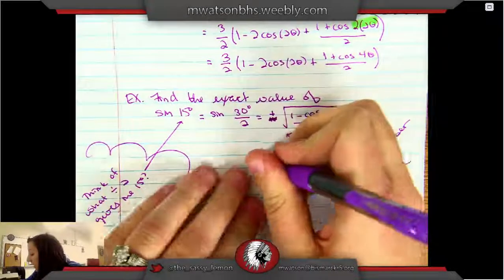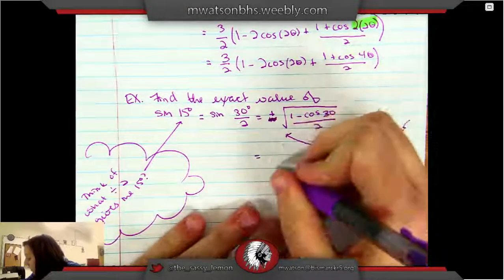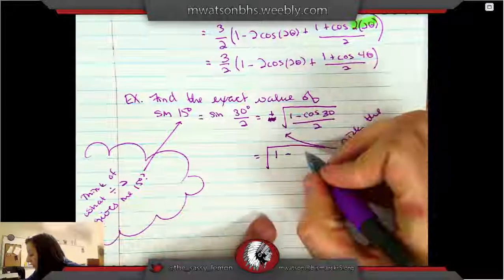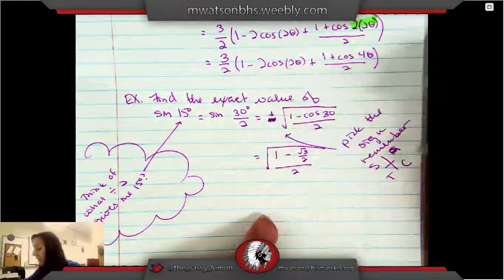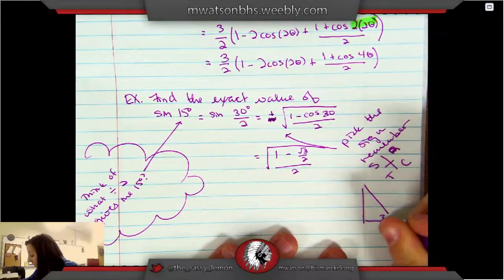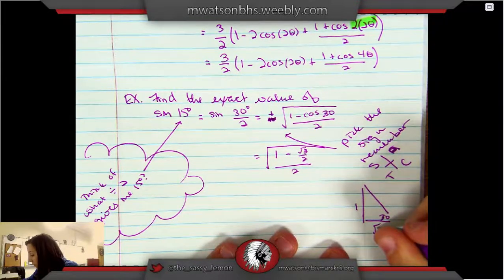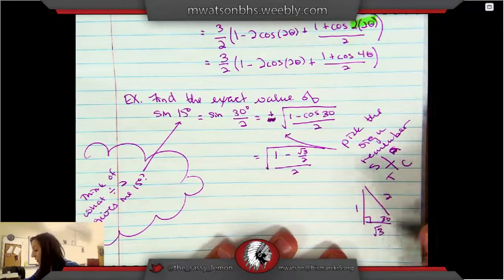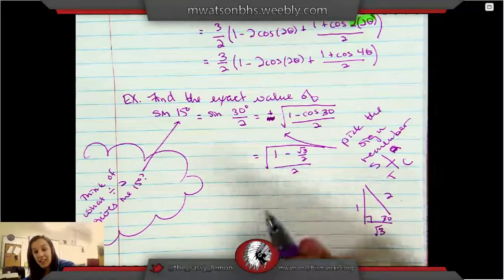So from here on out, again, it's just algebra, so the trig part's over. Now we're just going to do the square root, 1 minus cosine of 30. Cosine of 30 is the square root of 3 over 2. If you don't believe me, draw your triangle. Here's 30 degrees. It's 1, square root of 3, and 2. So it is indeed square root of 3 over 2. And more algebra work. Yucky, yucky, yucky.